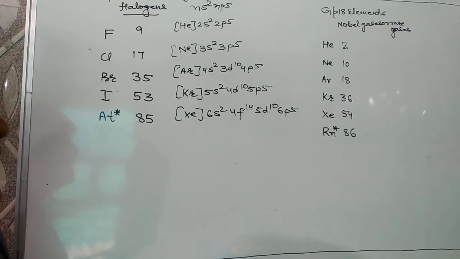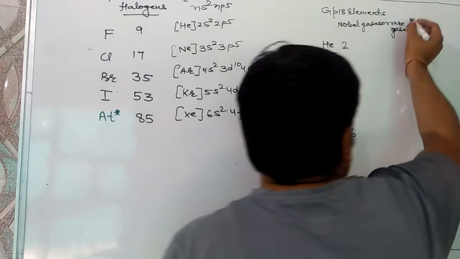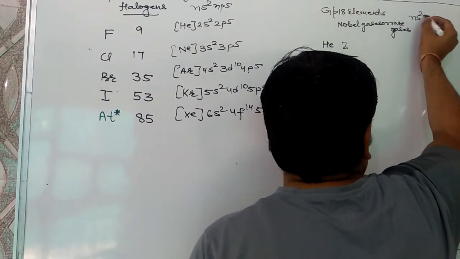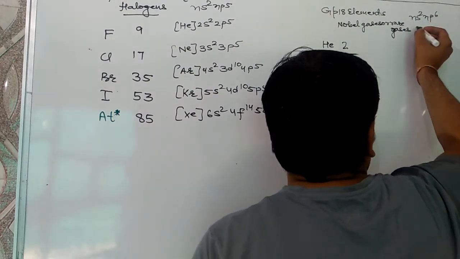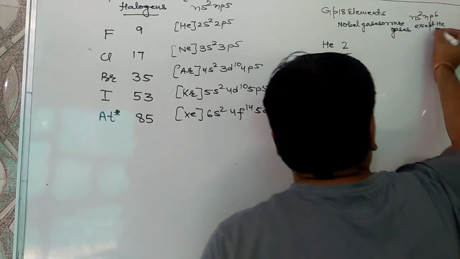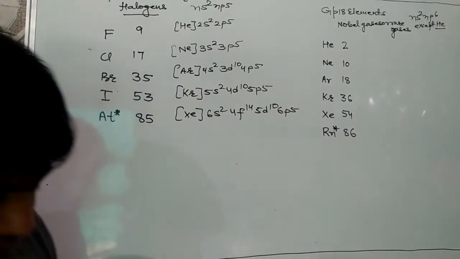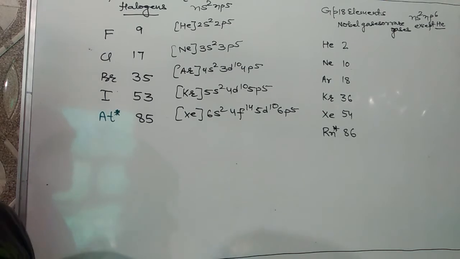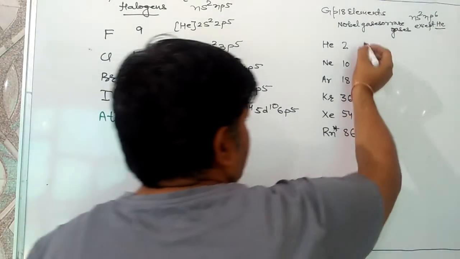and 86. Their general outer shell configuration is ns2 np6 except helium. For helium, it will be 1s2.